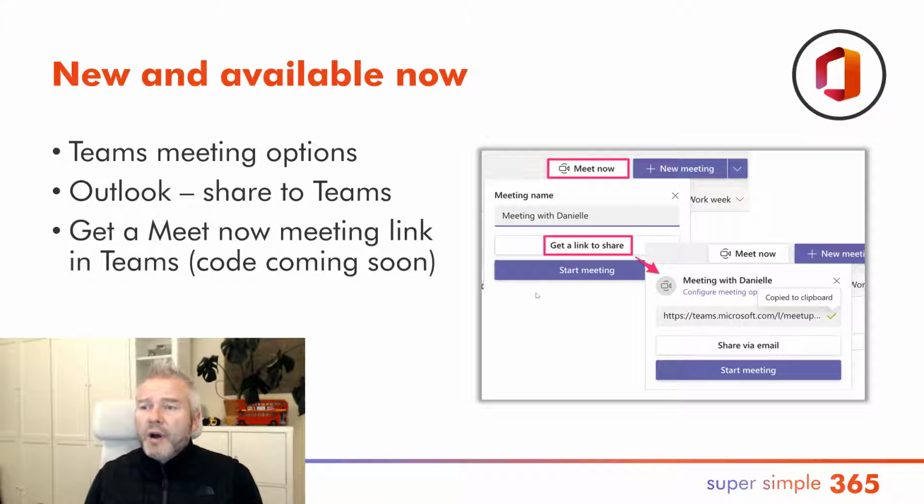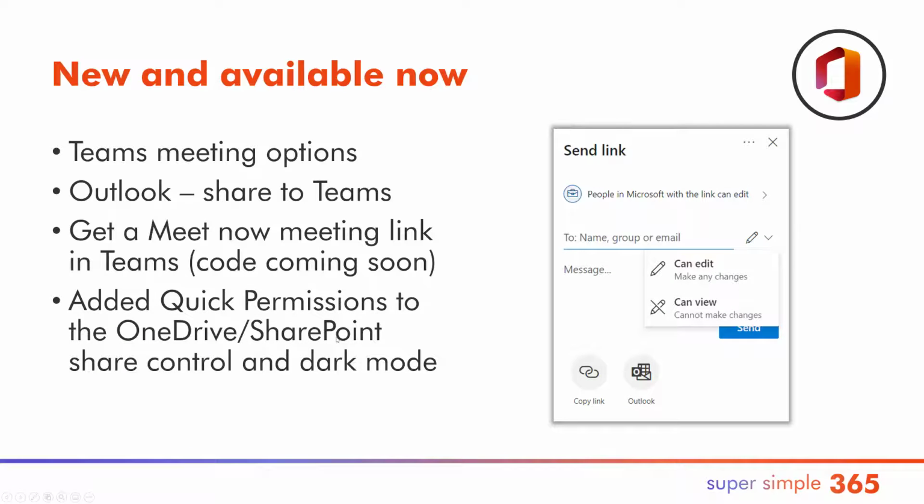Get a meeting now link. So you've been able to do this in other applications for a while. You can get a link. So you click on Meet Now, click on Get a Link to Share, and then you can copy that link and send it, and then people can just drop into that meeting with you without you having to set up a meeting in the calendar.